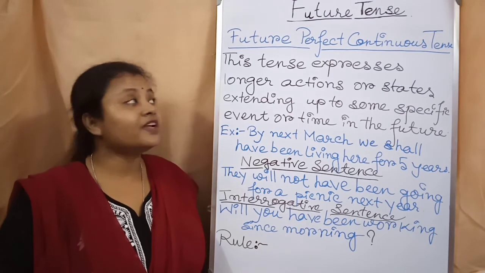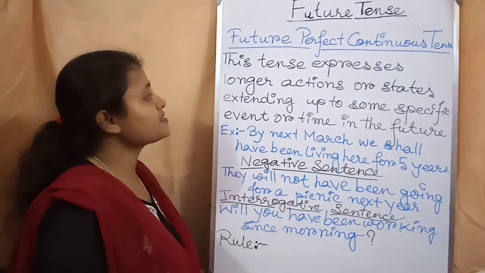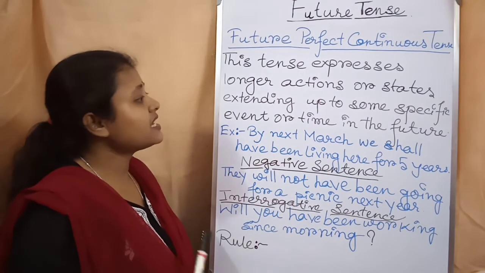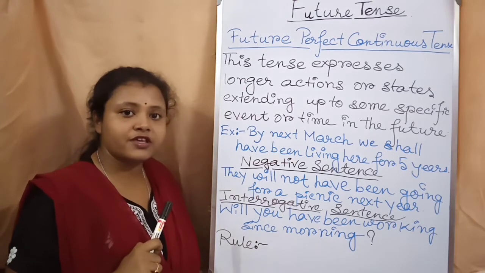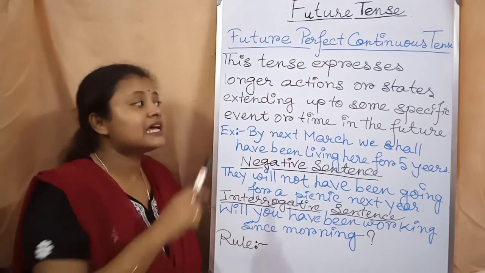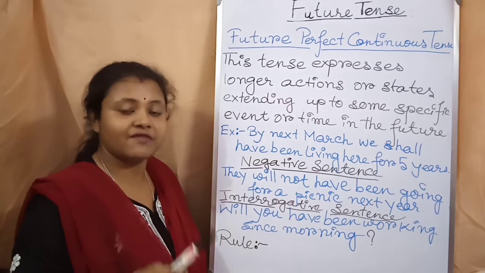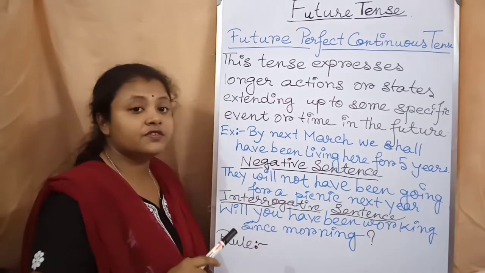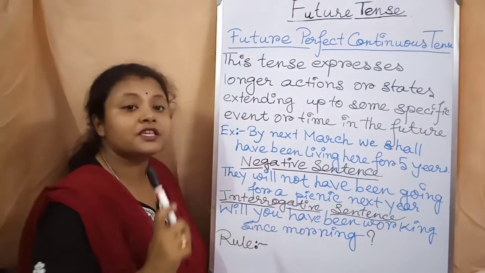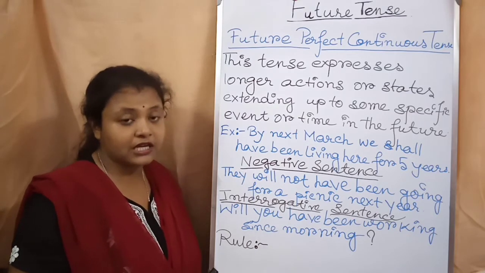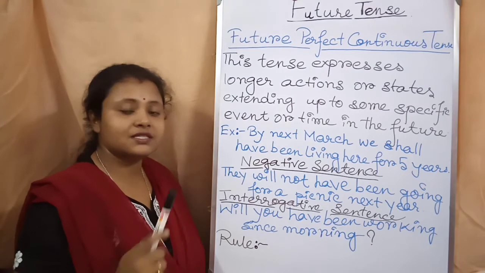So students, now we will learn future perfect continuous tense. So what is future perfect continuous tense? This tense expresses longer actions or states extending up to some specific event or time in future. That means it is just like future perfect tense, but there is a difference between the future perfect tense and future perfect continuous tense. Here the actions will be extending up to a specific point of time in future. So here also lies the difference between future perfect continuous tense and future continuous tense. The time will be very specifically mentioned in this tense.